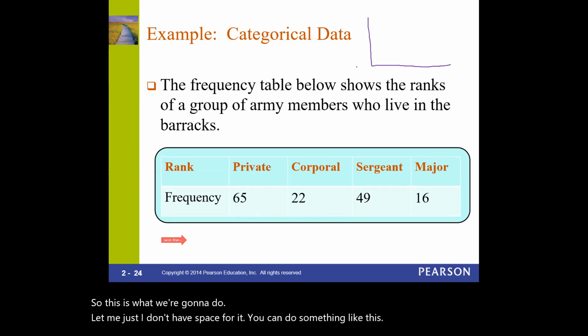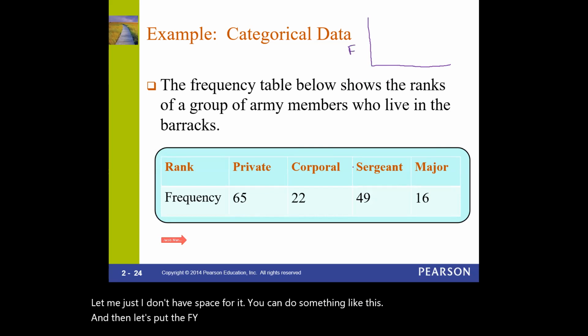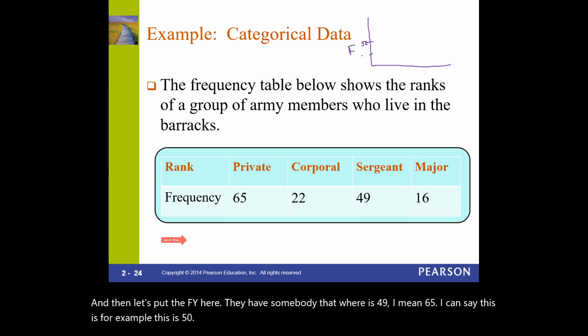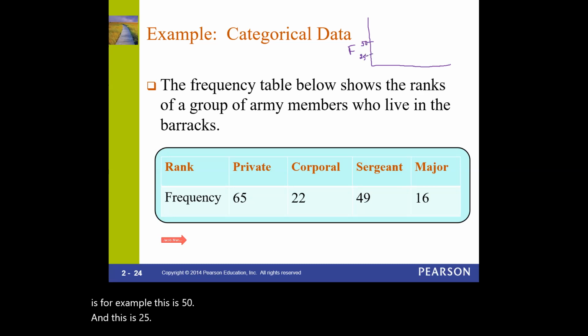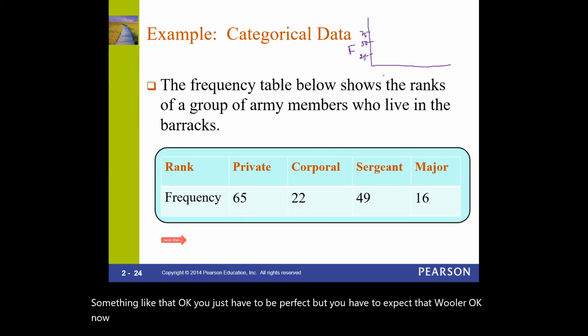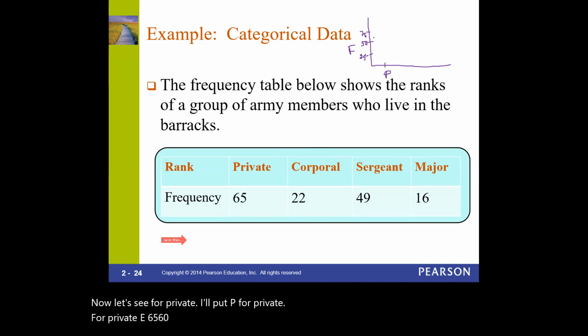And then let's put the F right here. The highest number that we have is 65. I can say, for example, this is 50, and this is 25, 75, something like that. Okay, you just have to be precise, but you have to respect that ruler. Now let's see. For private, I'll put P for private. Private is 65, which is under 75, kind of in between. So I'll do a bar like this.